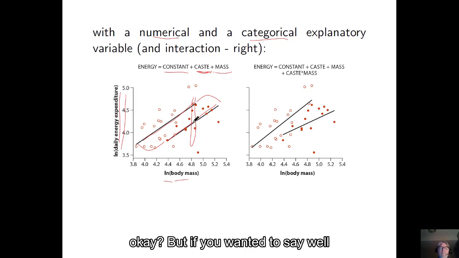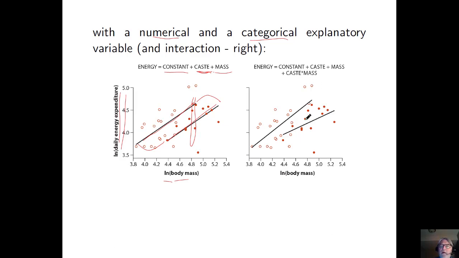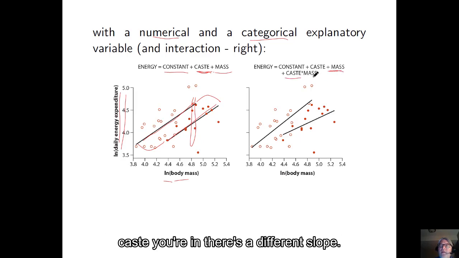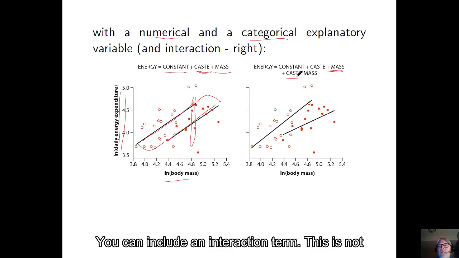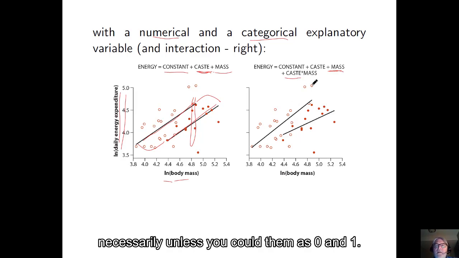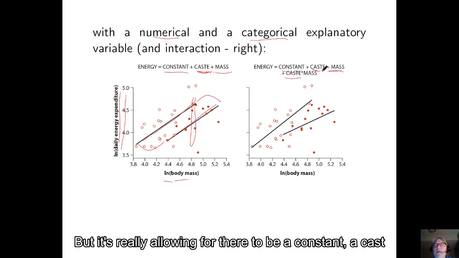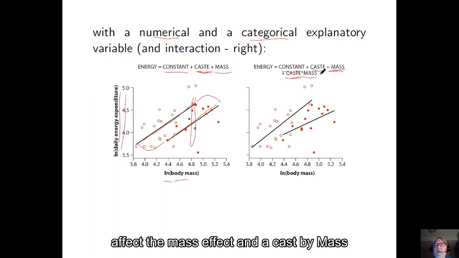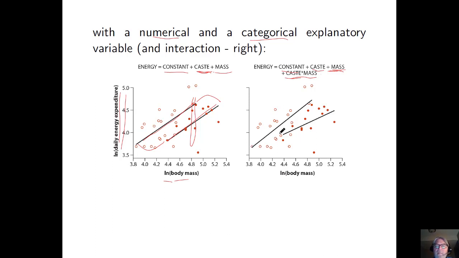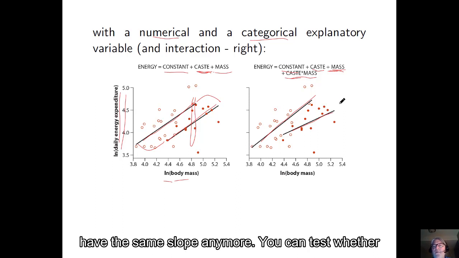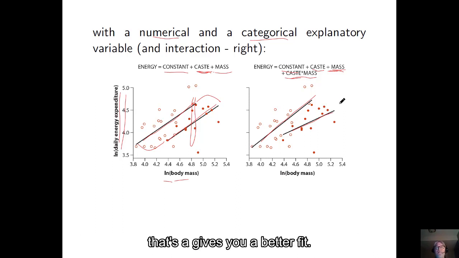Okay, but if you wanted to say, well, maybe there's an interaction, maybe the mass affects things, but depending on which cast you're in, there's a different slope. Then you can include an interaction term. This is not really the multiplication of the variables necessarily, unless you code them as 0 and 1, but it's really allowing for there to be a constant, a cast effect, a mass effect, and a cast by mass effect, which means you can have a line for each of them and they don't have to have the same slope anymore. And you can test whether that gives you a better fit.